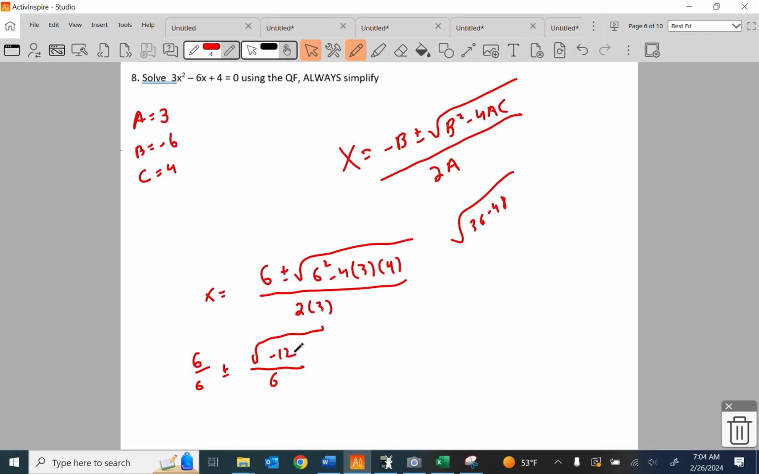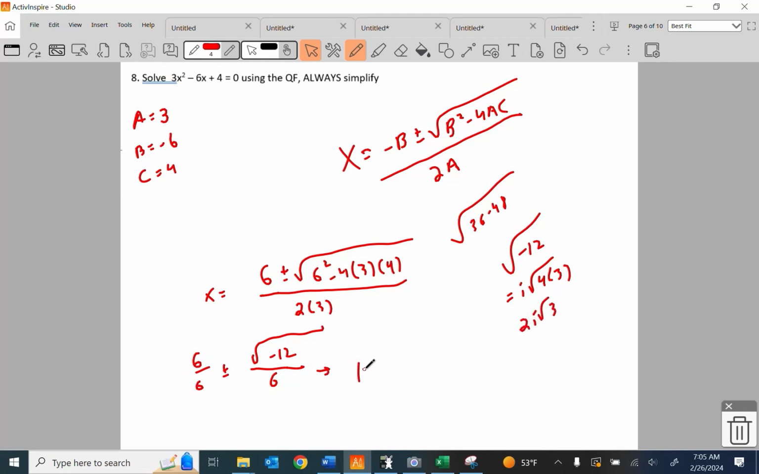-12. Now don't do something silly here, like divide -12 by 6. It is imaginary. The root of -12 is the imaginary root of 12, and 12 is 4 times 3. And the root of 4 is 2, so 2i root 3.